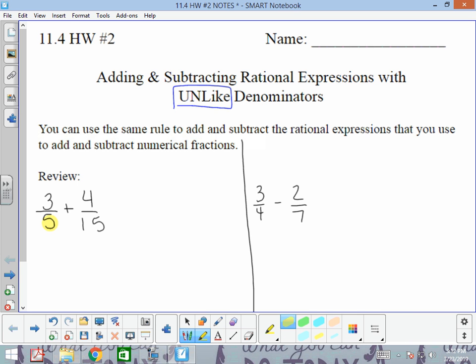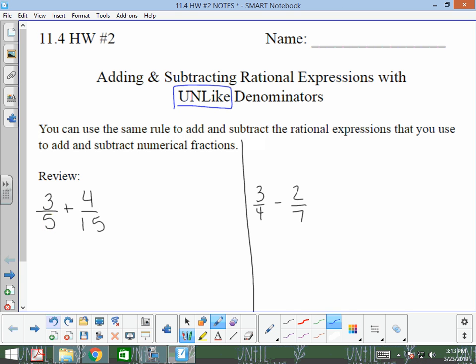So our denominators are the numbers on the bottom. So 5 and 15 are our denominators. The process is to find the prime factors of each one. So 5 is already prime, it's 5. 15 is 3 times 5. So we look at what they have in common. They have a 5 in common. Then we look at what we didn't circle, what they don't have in common. They don't have a 3 in common. So we're going to multiply what they do have in common, a 5, times what they don't have in common, a 3. So the LCD is 15.